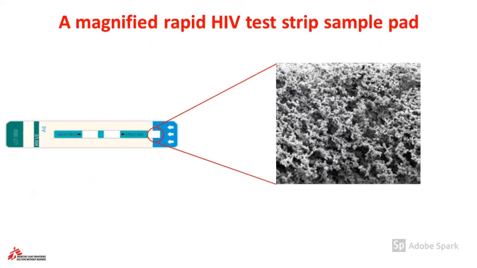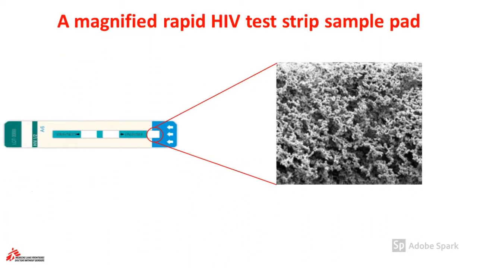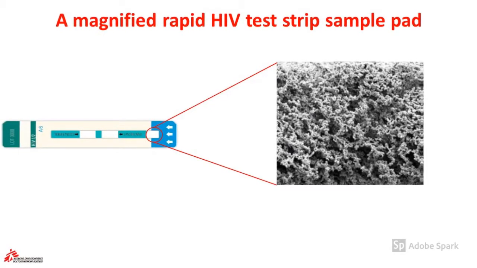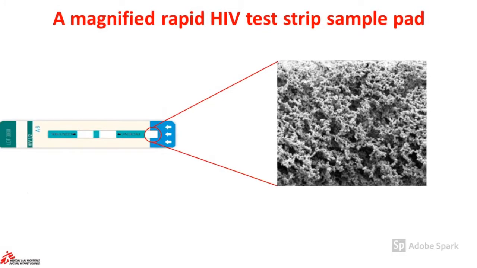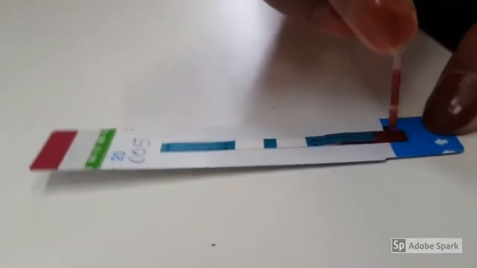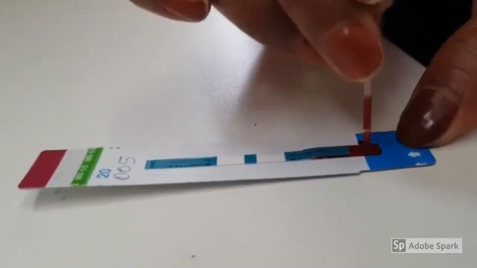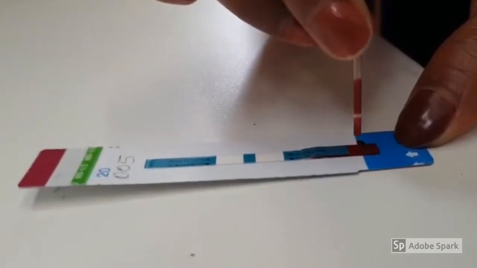The sample pad, as shown in the magnification, has a fine network mesh meant to facilitate lateral flow and filter redundant materials. As such, minimize pounding the glass capillary tube on the test kit sample pad as per video, as this might damage the sample pad's fine mesh. Rather, let the capillary tube just touch the sample pad and blood will flow from the natural suction pressure.